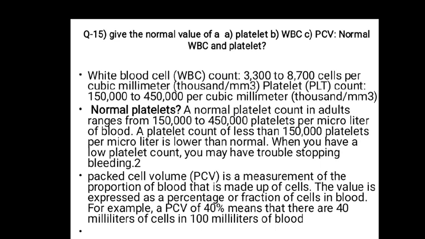PCV is the measurement of the proportion of the blood that is made up of cells. The value is expressed as a percentage or fraction of cells in blood. For example, a PCV of 40% means that there are 40 milliliters of cells in 100 milliliters of blood.